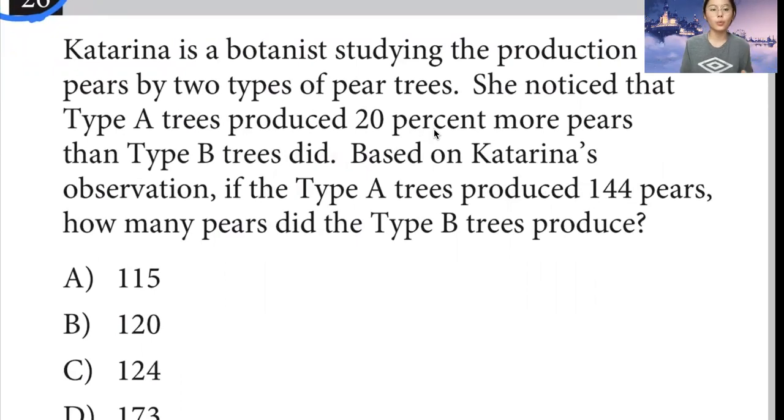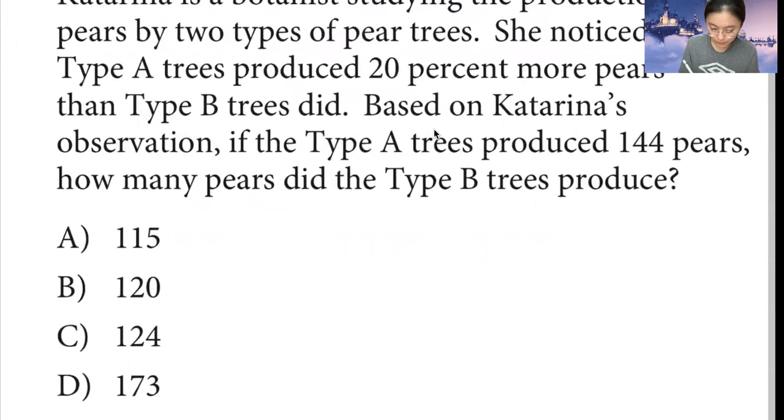produce? So, the two types of pear trees Katarina's studying are type A and type B. Simple. But we need to construct an equation out of these two. There is a relationship between the two because we need to express type B trees in terms of type A. We don't know the numbers except for the fact that type A trees produce 144 pears.